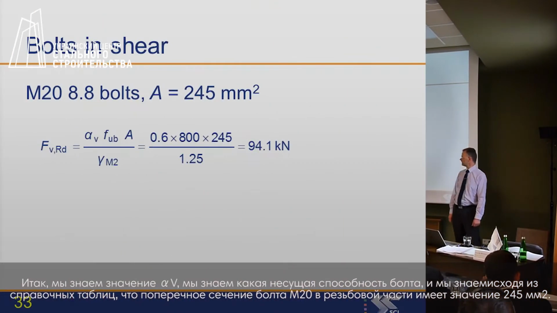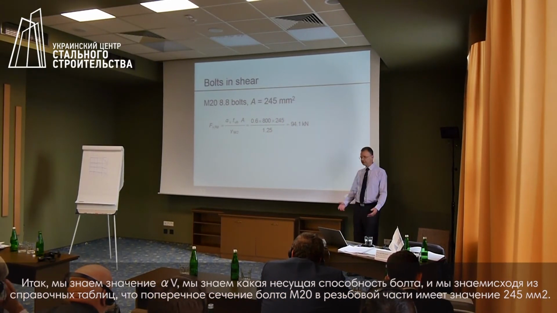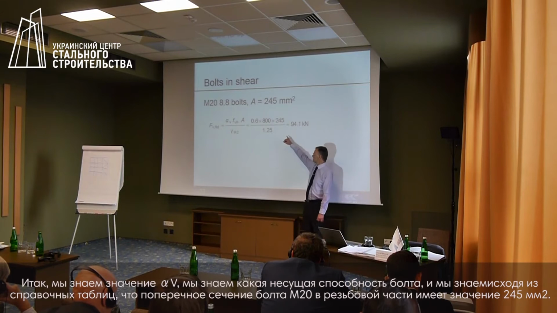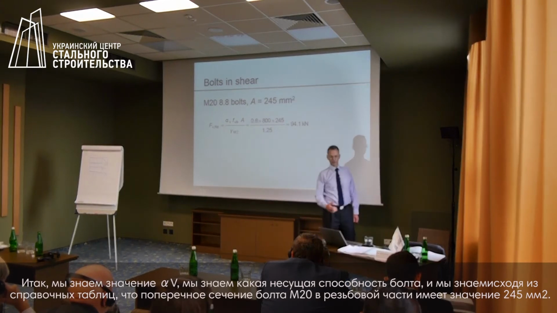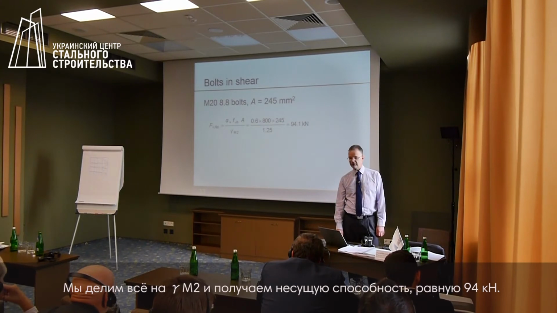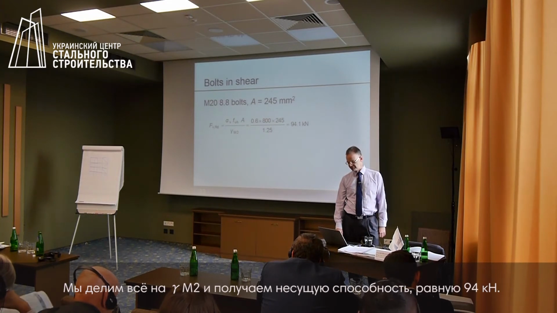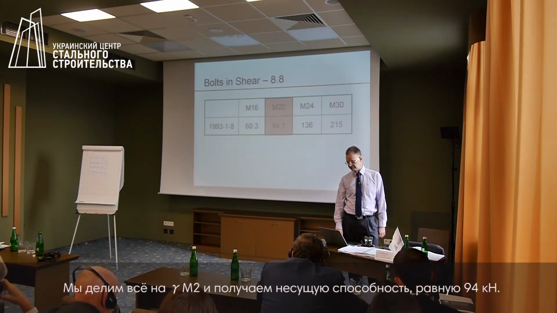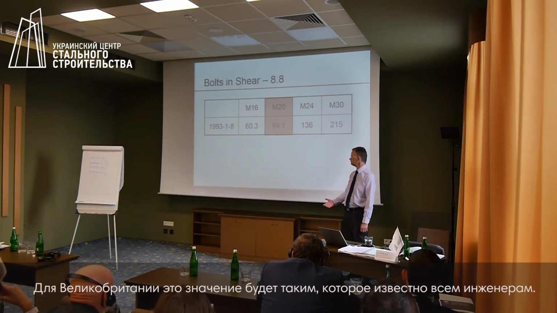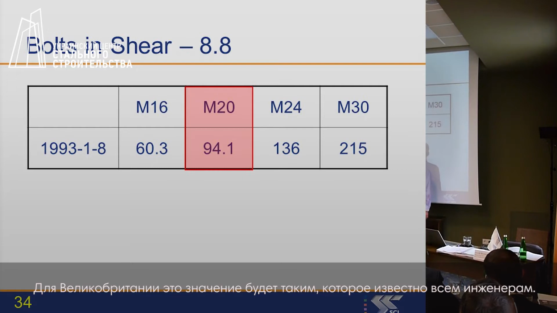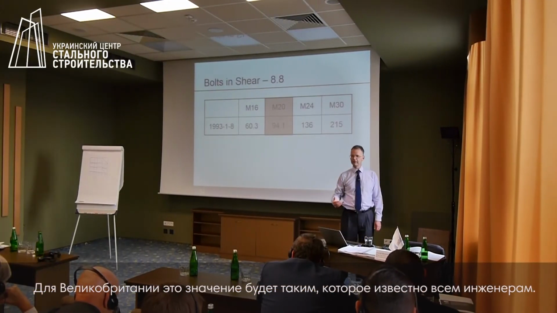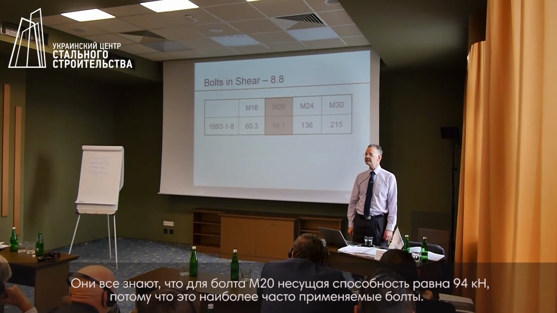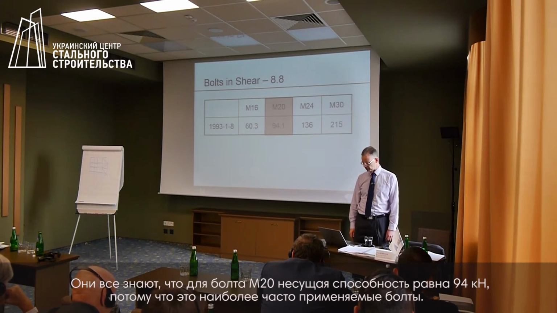So we are told what the value of alpha V is. We know what the ultimate strength of the bolt is. We would need to look in some table to know that the cross-sectional area of an M20 bolt through the threaded area is 245 square millimeters. We divide by gamma M2 and the resistance is 94 kilonewtons. So for us, in the UK, that value would be a value that most engineers know. They know that an M20 8.8 is worth 94 kilonewtons in shear because it's our most standard bolt.